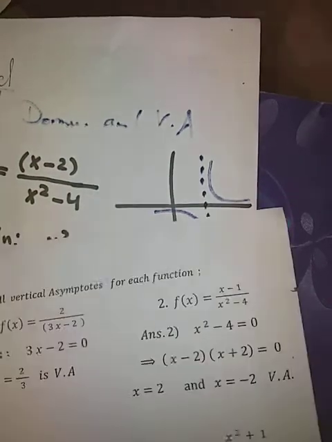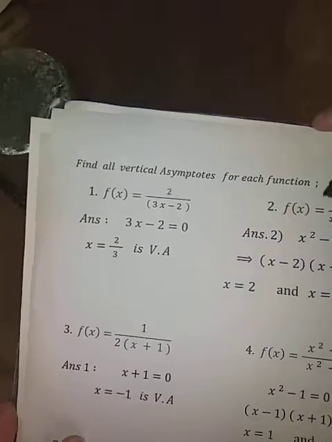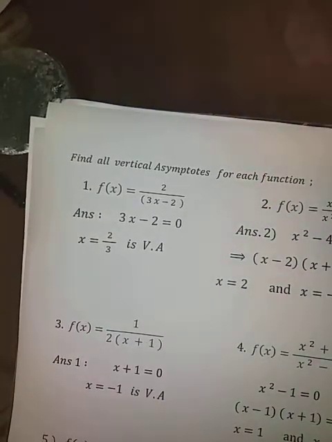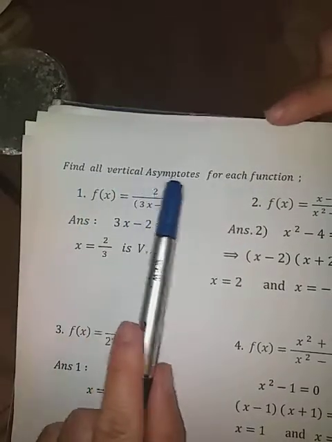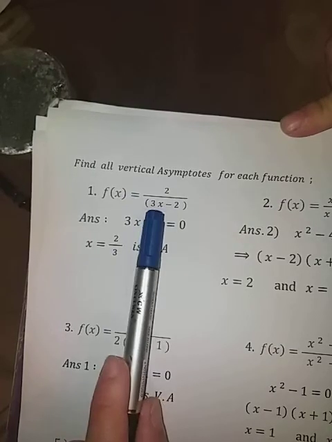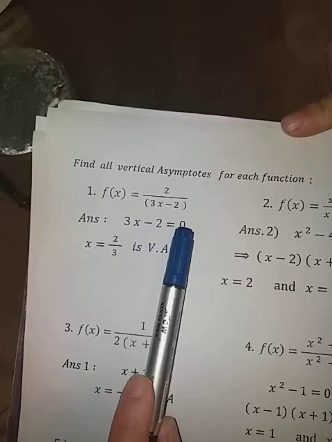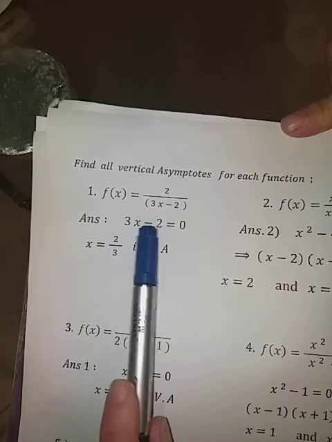We have another example, to find the vertical asymptote. Number 1: find all vertical asymptotes for each function. Just look at the denominator, equalize it to 0 and solve. x is equal to what? Equal to 2/3.